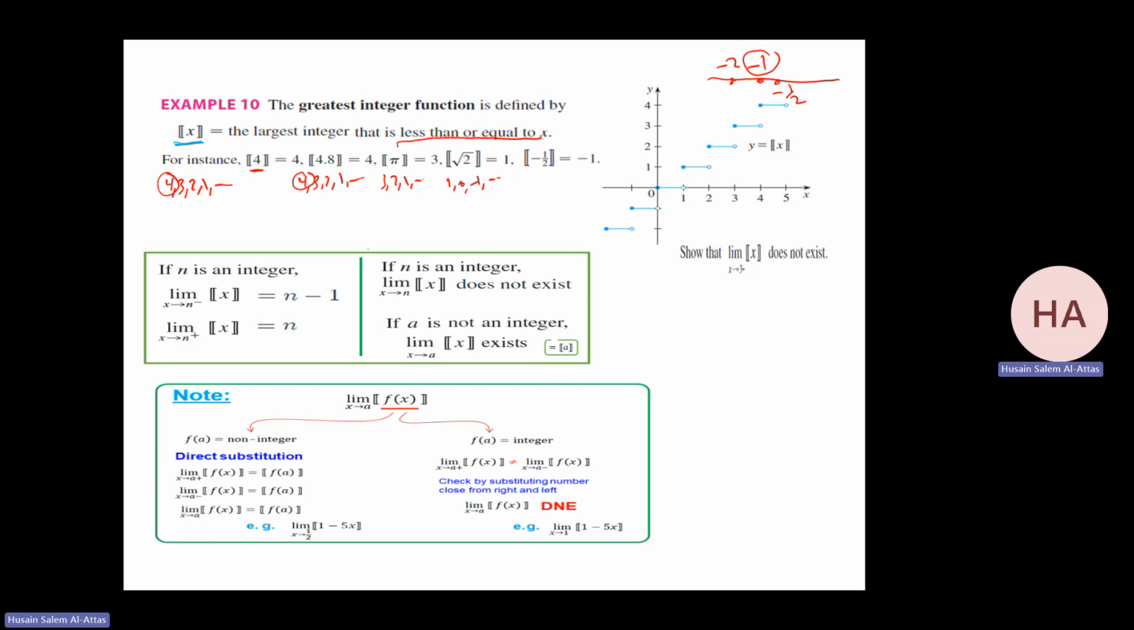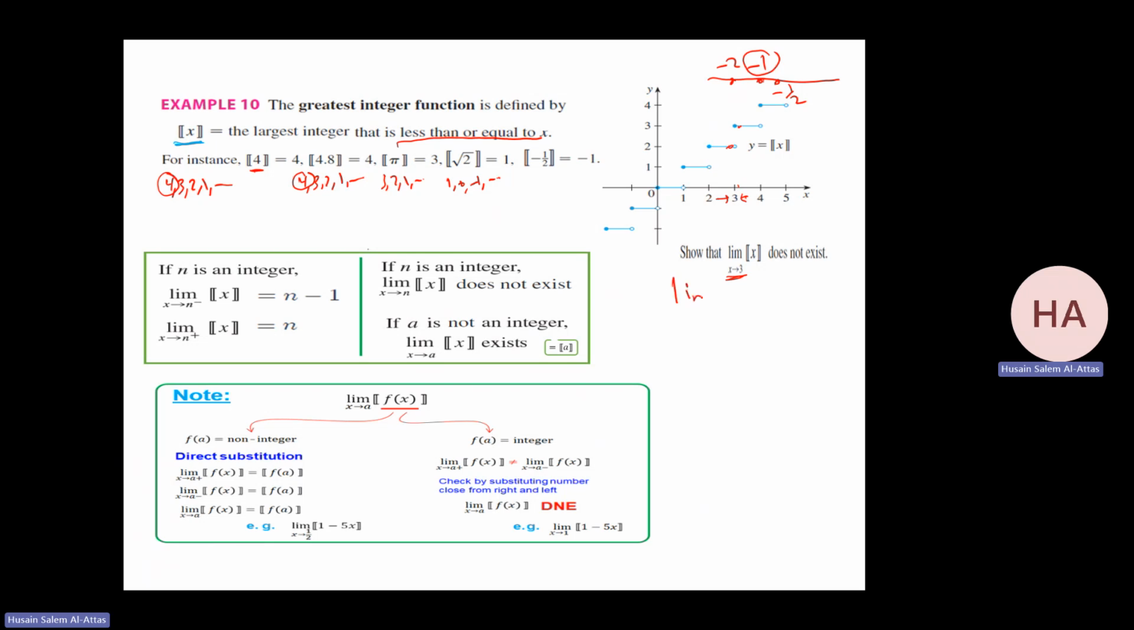The greatest integer of x as x goes to an integer does not exist. It's very clear from the graph, because if you go to the right of 3, it will be here, so the answer will be 3. To the left of 3, it will be there, so that will be 2.